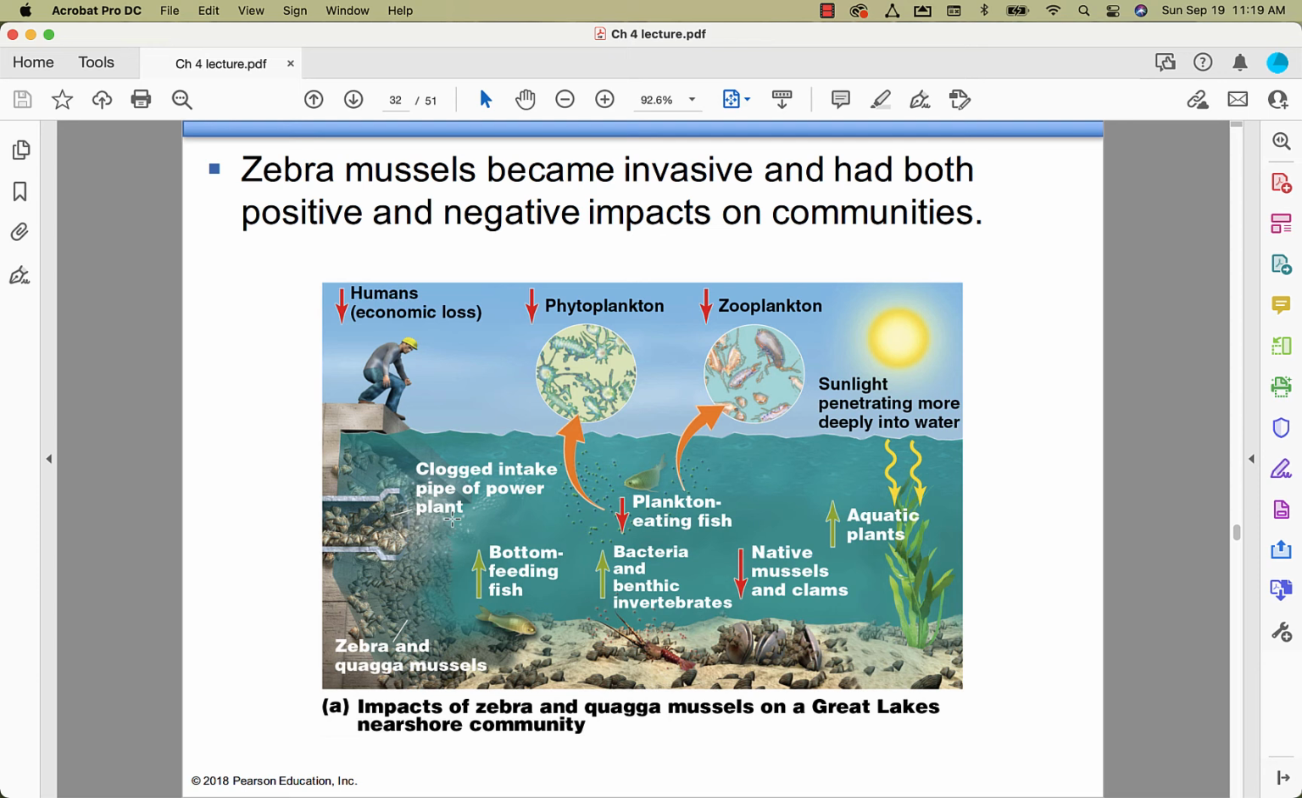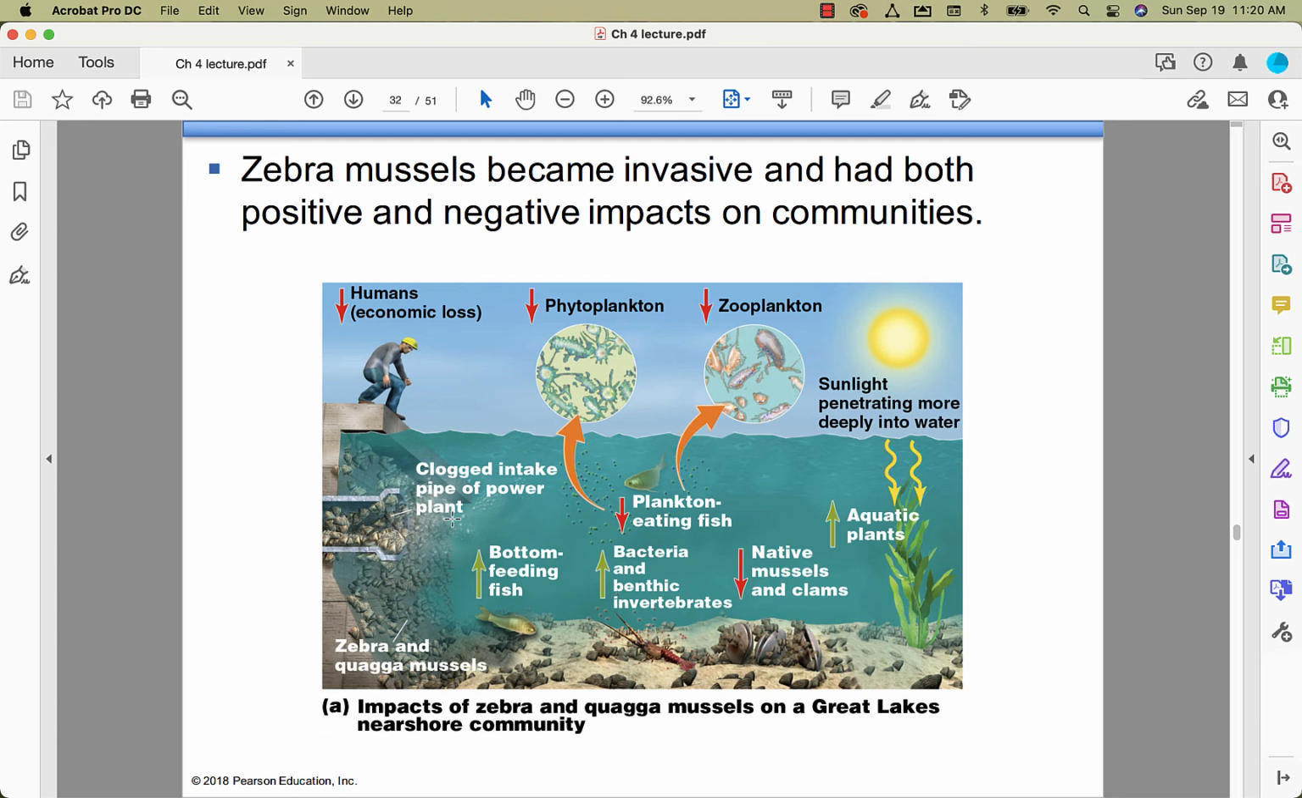If the zebra mussels are eating the phytoplankton, it stinks for the zooplankton too, because now the zooplankton have nothing to eat. And the fish that eat the plankton, both the phytoplankton and the zooplankton, have nothing to eat. So it stinks if you're phytoplankton, zooplankton, or a plankton-eating fish. And then we also talked at the beginning about the fact that the native mussels and clams get all choked out. They can't open their valves, so they get suffocated. So those are all the bad things that the zebra mussels can do.